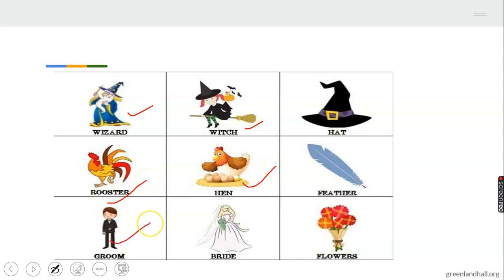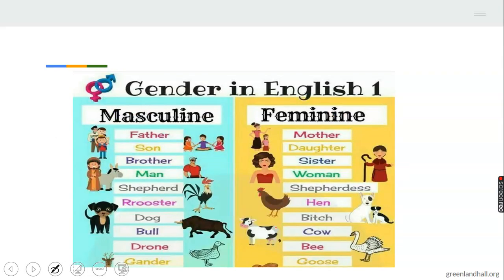We have groom. Who is a groom? A man who is getting married to a woman. Okay, we have groom. And then the woman who is to be married is the bride. So we have groom, bride, rooster, hen, wizard, witch. Okay, we have more examples here.